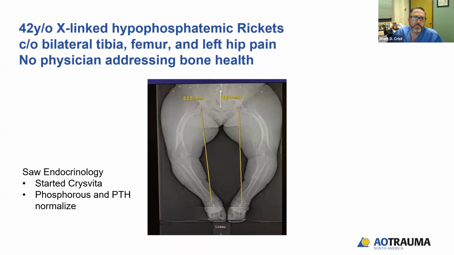But she's complaining of bilateral tibia pain, bilateral femur pain, and then left hip pain. So I sent her to endocrinology, and her phosphorus and PTH have now normalized.